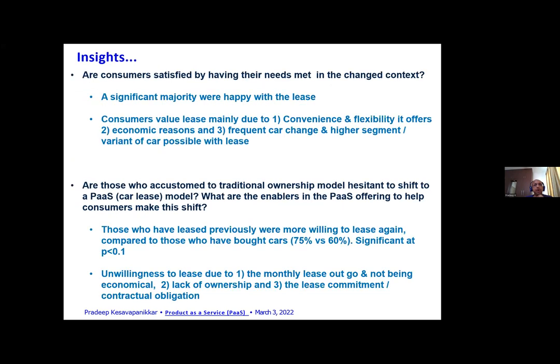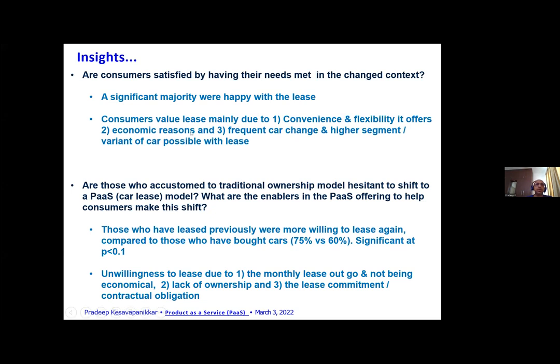Some other insights that we were able to draw, this is work in progress, but as of now, some of the pointers that came through are that consumers are generally satisfied. Their needs were being met by lease. That's what they reported. A significant majority were happy with the lease experience. They valued lease because of the convenience and flexibility it offers. They could change cars once in a while. It is possible for them to go to a higher segment car if they so wish.